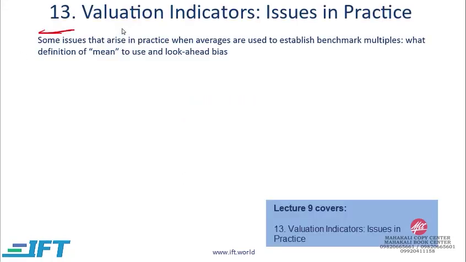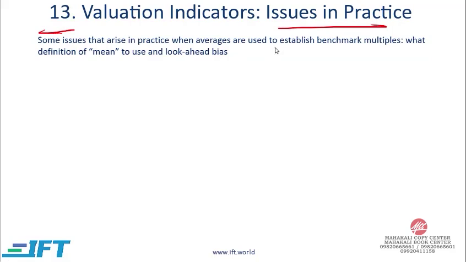The final section in this long reading, some issues in practice. Some issues that arise in practice when averages are used to estimate benchmark multiples include the following. What definition of mean to use? And another issue is one that you have memorized maybe or heard of at level 1, called look-ahead bias, and here we'll actually understand what this means.